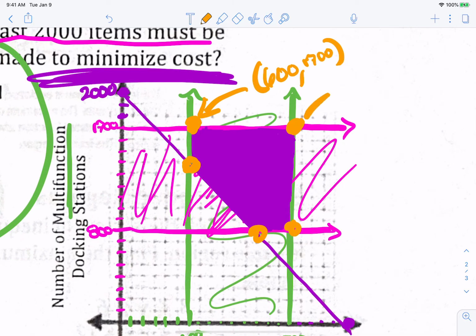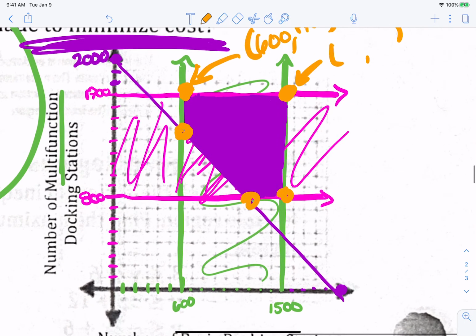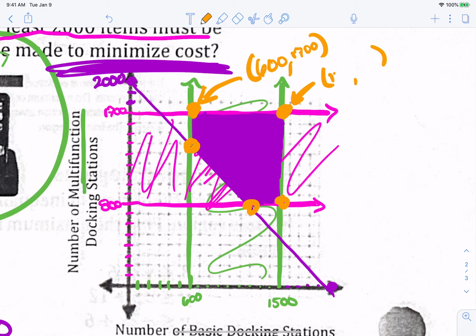Okay, this guy right here, this next one. Something, 1700. 1500, comma, 1700. Okay, and 1500. This guy right here? 800. 1500, comma, 800. Am I going too fast? Okay, I'll slow down. 1100, 800.